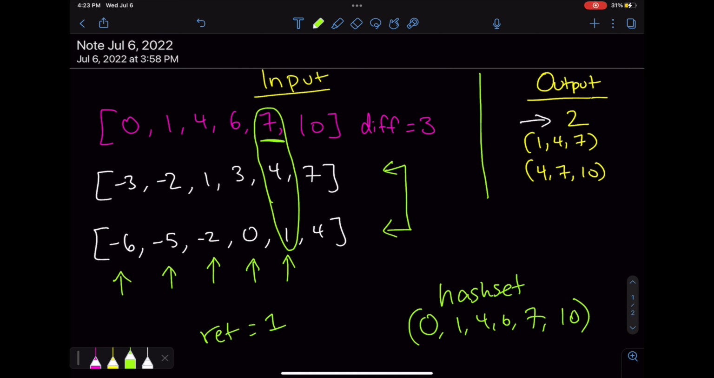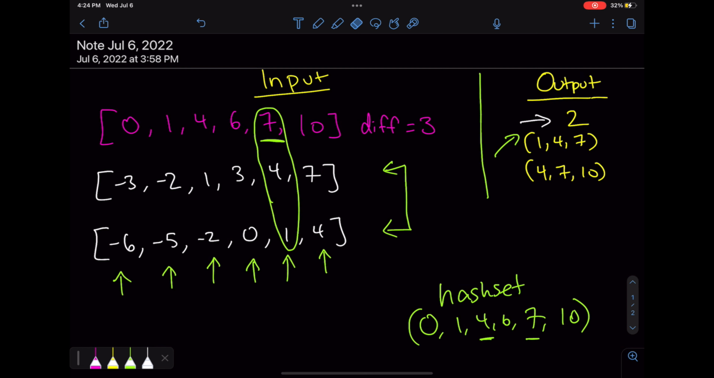And then we go into the last number in our arrays, and we have 7 and 4. Now we ask ourselves, is 7 in the hash set? Yes, it is. Is 4 in our hash set? Yes, it is. So guess what? Since both of those conditions are met, we have another arithmetic triplet. So we would increment our return value by 1, and hence we get a return number of 2. And that's perfect because that is what our output is in the example. So, okay, this is all good. This is all fine and dandy.